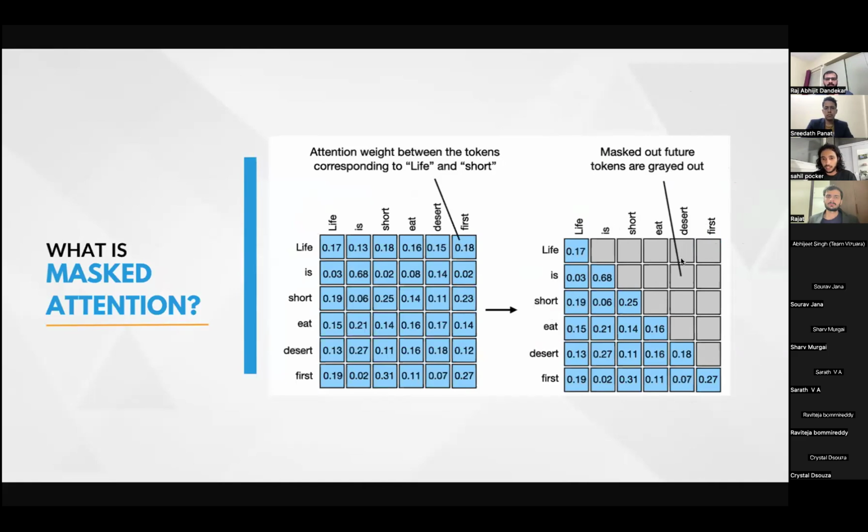All of them are grayed out. That is the difference between normal multi-head attention and masked multi-head attention, and this is only in the decoder block. The only thing we do is put a curtain over the future occurring words so that we only have access to the words which we have generated currently.